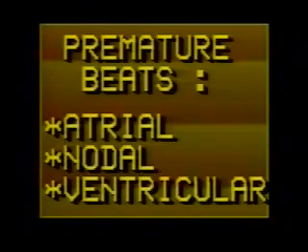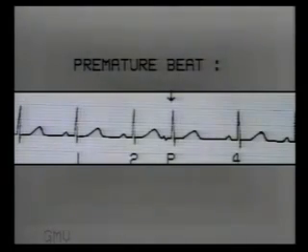A premature beat is a beat arising from an ectopic focus outside the SA node and occurring before the next sinus beat. It may arise in the atria, AV node or in the ventricles because pacemaker cells are located in the atria, AV node, bundle of His and Purkinje fibers in the ventricles.